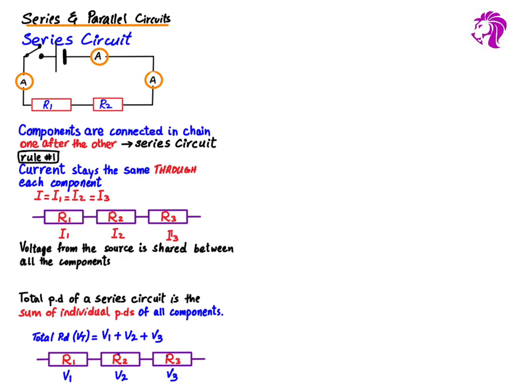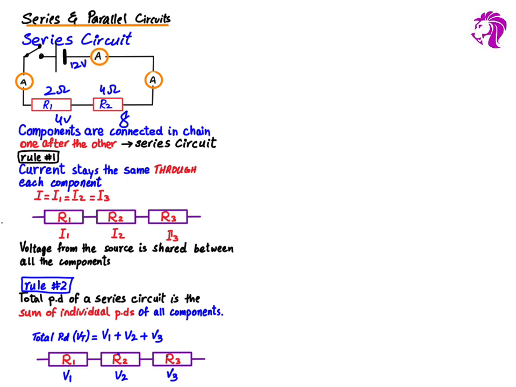So this was rule number 1, that current stays the same in a series circuit. Rule number 2, the total PD of a series circuit is the sum of the individual PDs of all components, right? So let's say one of these resistors has a value of 2 ohms, the other has a value of 4 ohms, and you have a power supply of 12 volts. So what will happen? The PD would be shared between them, right?